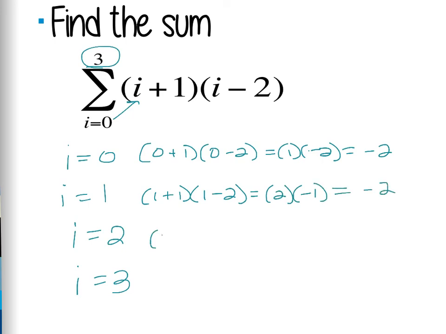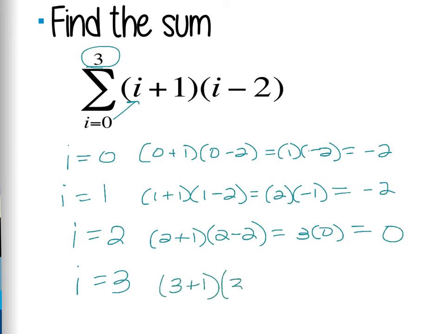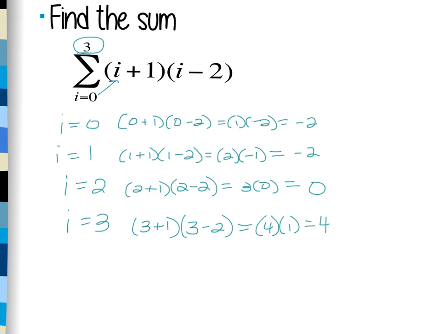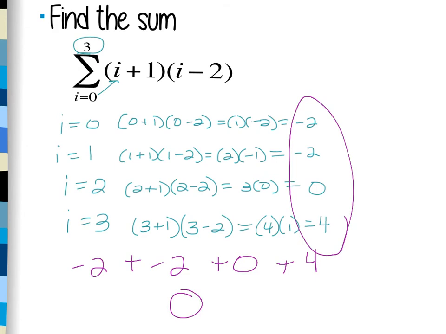And then I plug in 2. 2 plus 1, 2 minus 2, which is 3 times 0, or 0. And 3. 3 plus 1, 3 minus 2, 4 times 1, which is 4. So if that was a series, I'd write them out as a series, but it's not. It's a summation, which means take all these numbers and add them together. So negative 2 plus negative 2, which is negative 4, plus 0 plus 4 is 0.